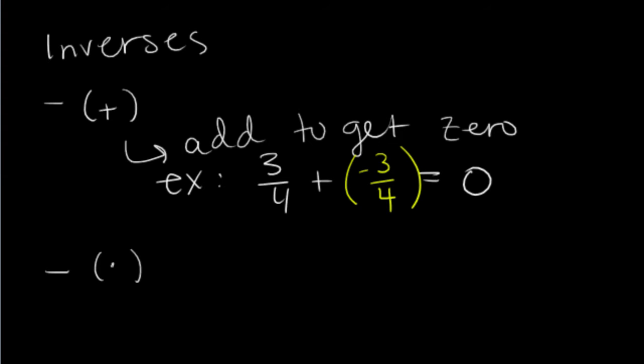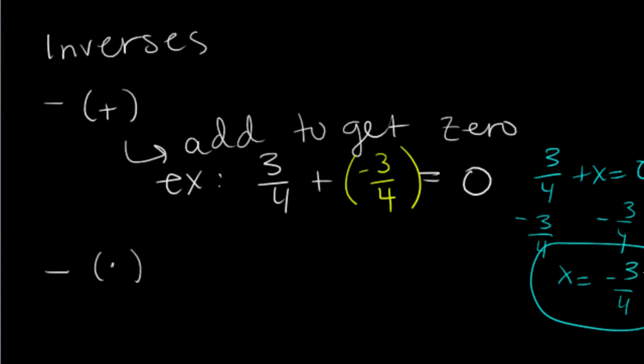So if you wanted to solve this algebraically, you could do 3 over 4 plus x equals 0, and then minus 3 over 4 on both sides, and then you would get x equals negative 3 over 4. So it really works. So that's basically what the additive inverse is.